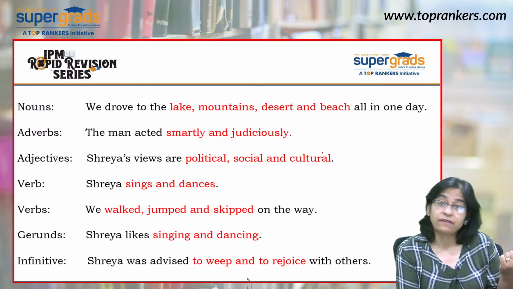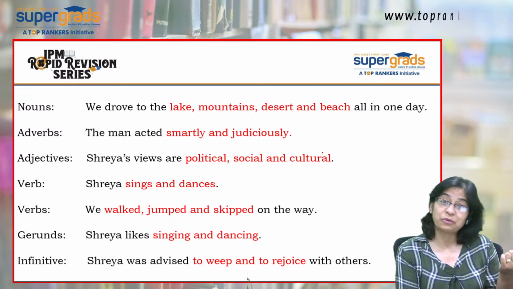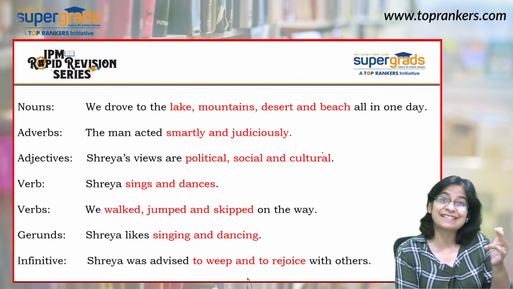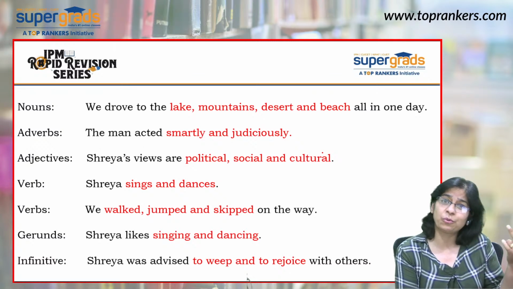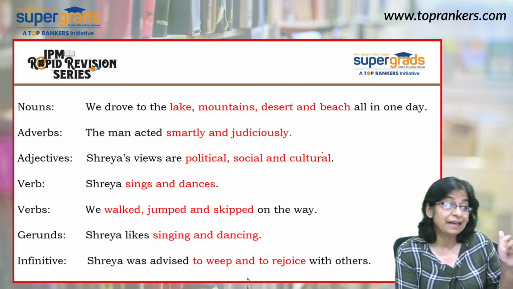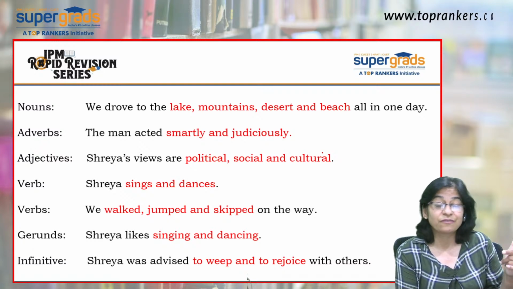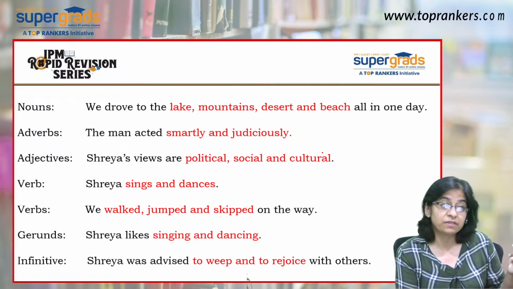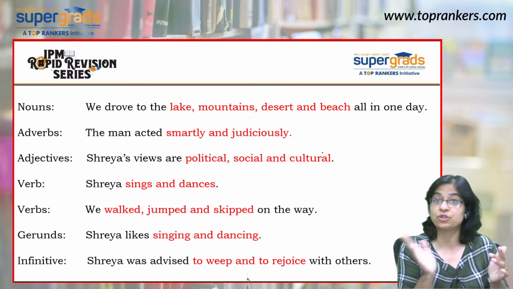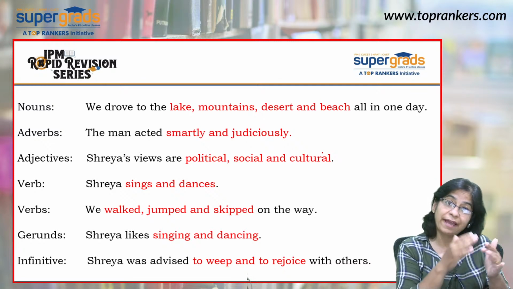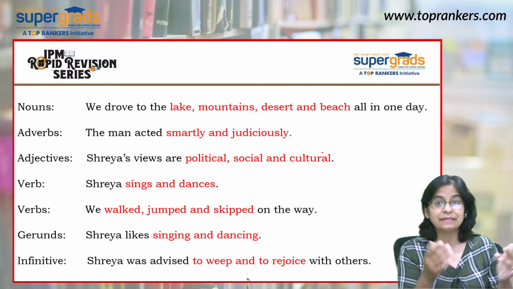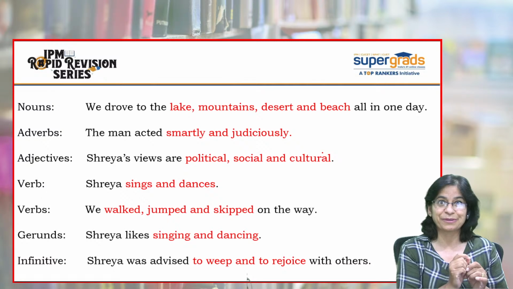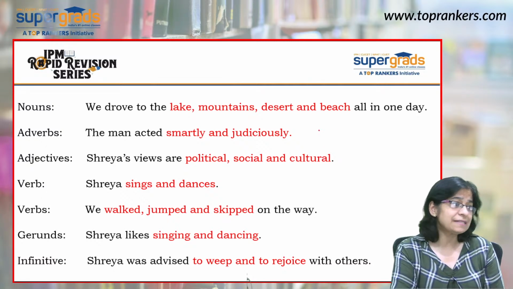Now, if we were to use gerunds in the sentence, it should look like this. Say Shreya likes singing and dancing. Now you will say, ma'am, I know what are verbs, I know what are adjectives, and I even know what are adverbs and nouns, but what are gerunds? Or for that matter, what are infinitives, which is used in the next example, which is Shreya was advised to weep and to rejoice with others. Now, before I take you further and explain the concept of parallelism in more detail, there are one or two aspects that I'd like to discuss with you. Let's understand what are gerunds and infinitives.